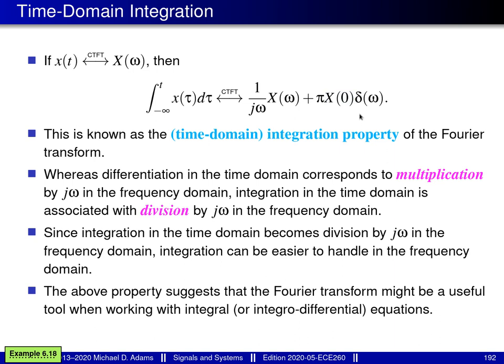As we saw earlier, taking a derivative in the time domain is equivalent to multiplying by j omega in the frequency domain. Therefore, since differentiation is the inverse of integration, it makes sense that integration in the time domain should somehow involve division by j omega in the frequency domain. Since the Fourier transform effectively converts integration to an operation involving division, particularly division by j omega, this suggests that the Fourier transform could be an effective tool for dealing with integration.